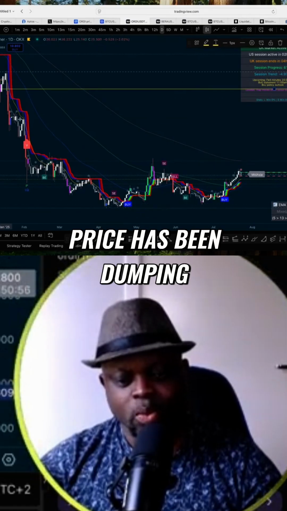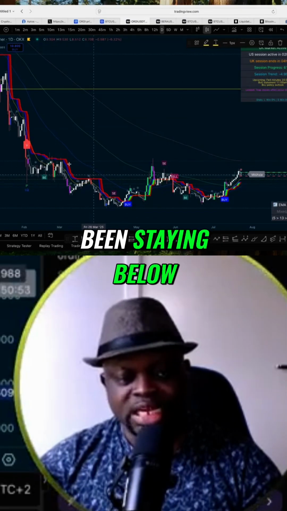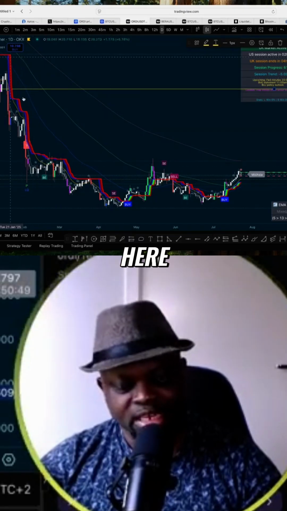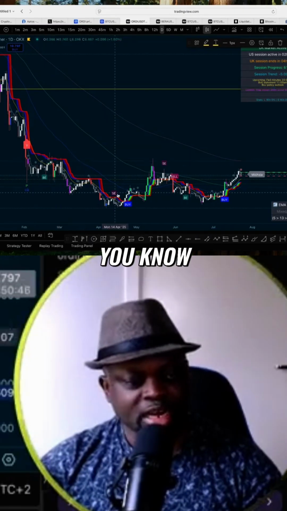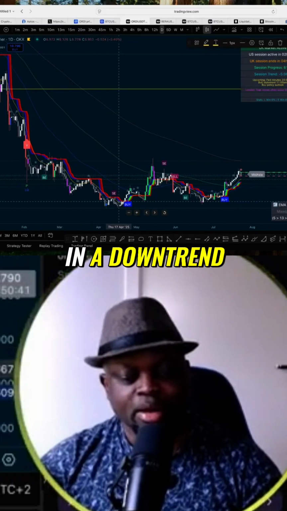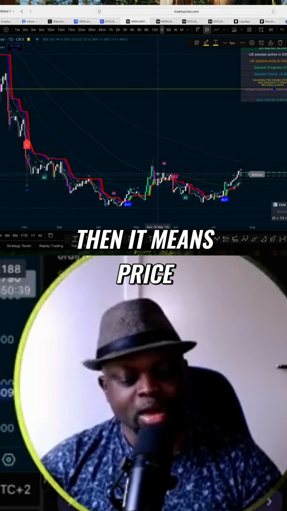Now, price has been dumping, and price has been staying below the alpha trend. You can see the alpha trend is this trend line here. This red trend line is the alpha trend. When price is below it, it means that coin is in a downtrend, and if price is above it, then it means price is in an uptrend.